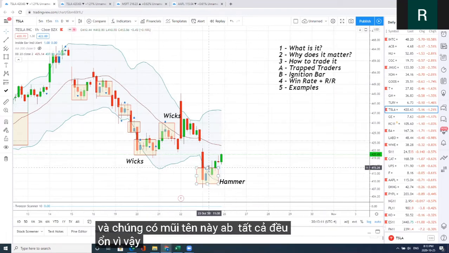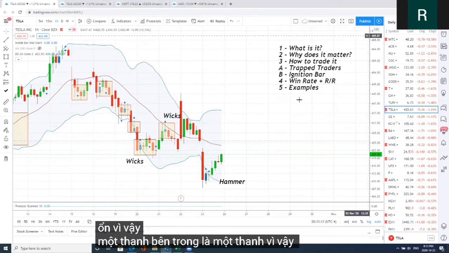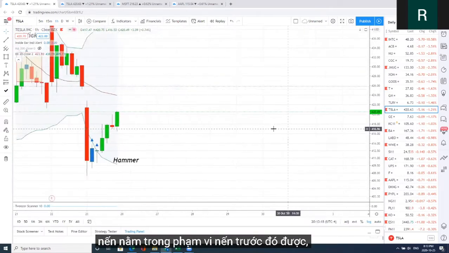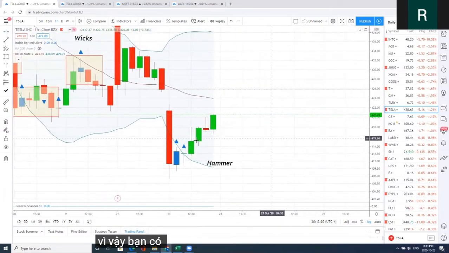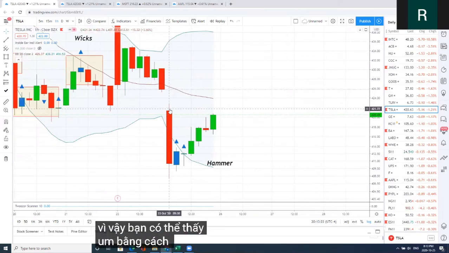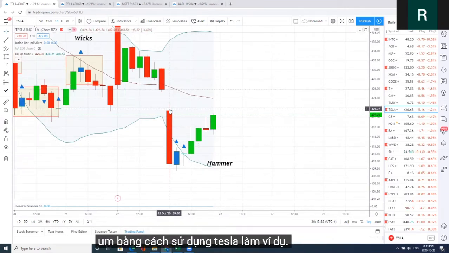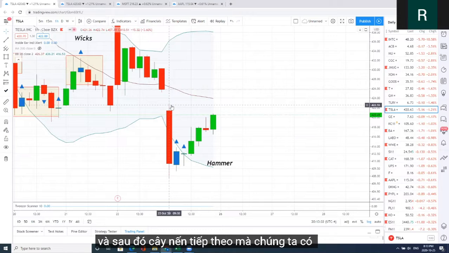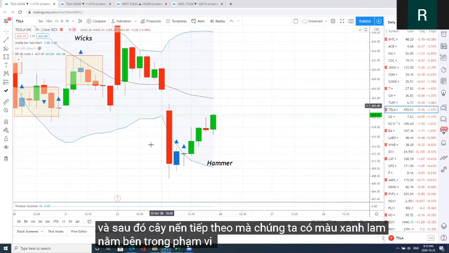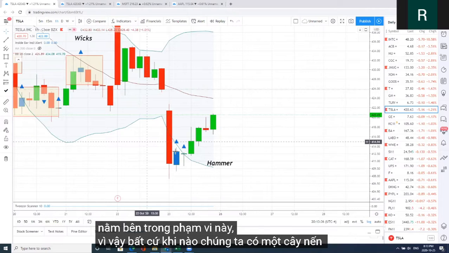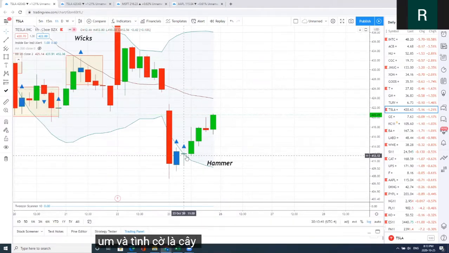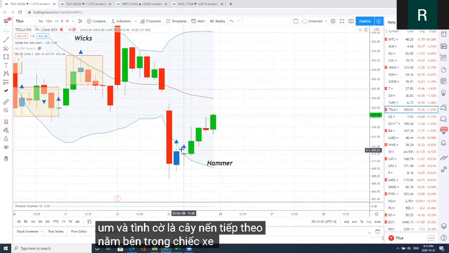All right. So an inside bar is a candle that is within the previous candle's range. So you could see using Tesla as an example, this is October 23rd. We had this big red bar selling right off at the open. And then the next candle we had in blue was inside of this range. So whenever we have a candle inside of the previous range, we call that an inside bar. And then coincidentally, the very next candle was inside of the previous bar.